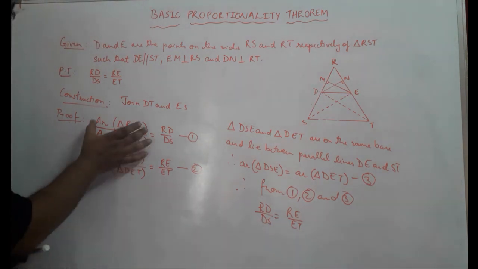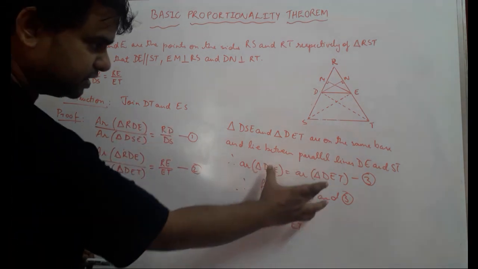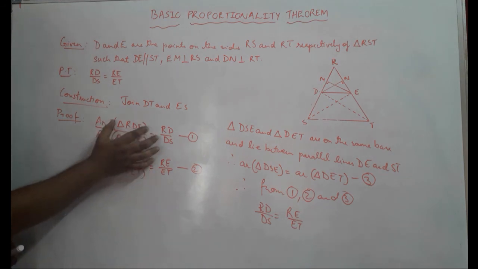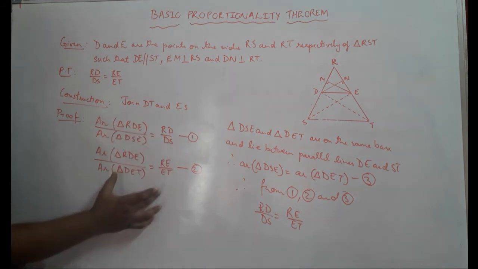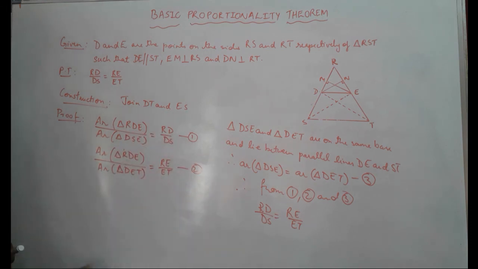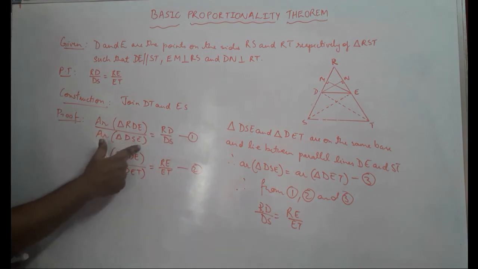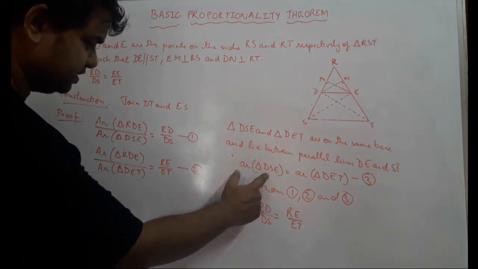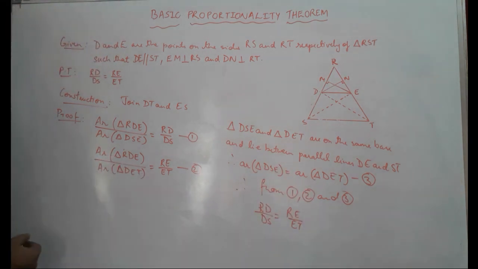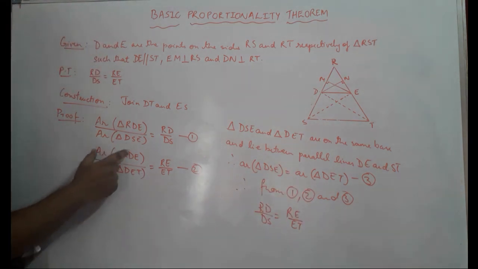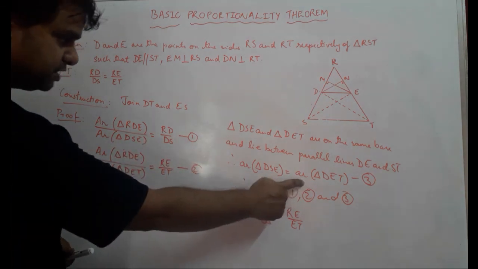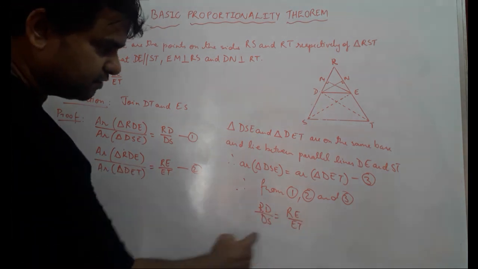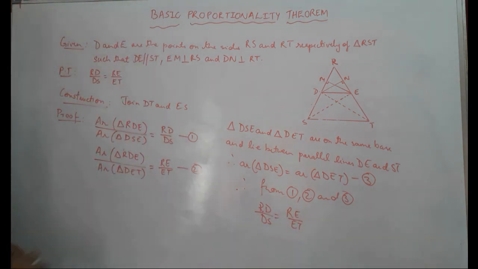Remember, over here we got it from 1, 2 and 3 that RD is common to both areas in these equations, and in these two equations we have triangle DSE and triangle DET, but we have proven that the area of triangle DSE is equal to the area of triangle DET. Hence we can say from 1, 2 and 3 that RD upon DS is equal to RE upon ET, therefore establishing the basic proportionality theorem.